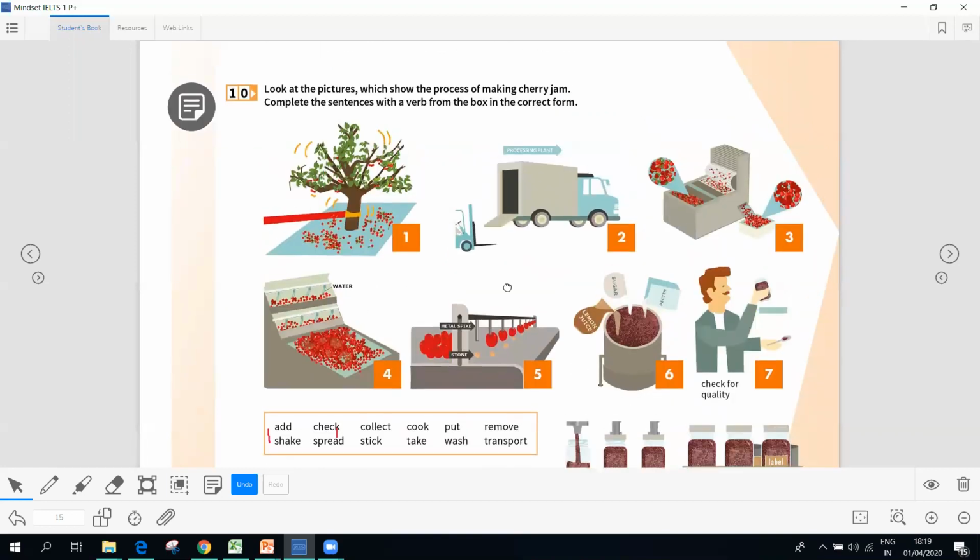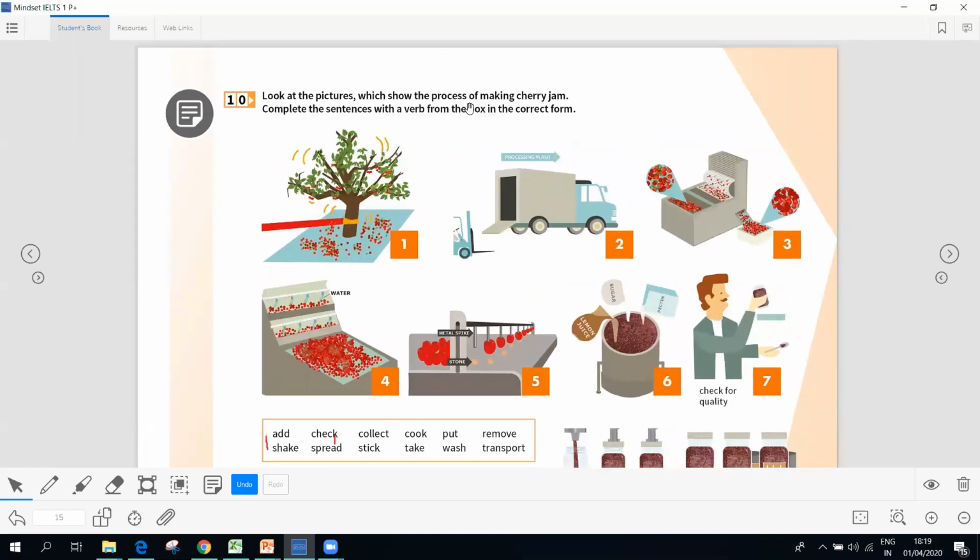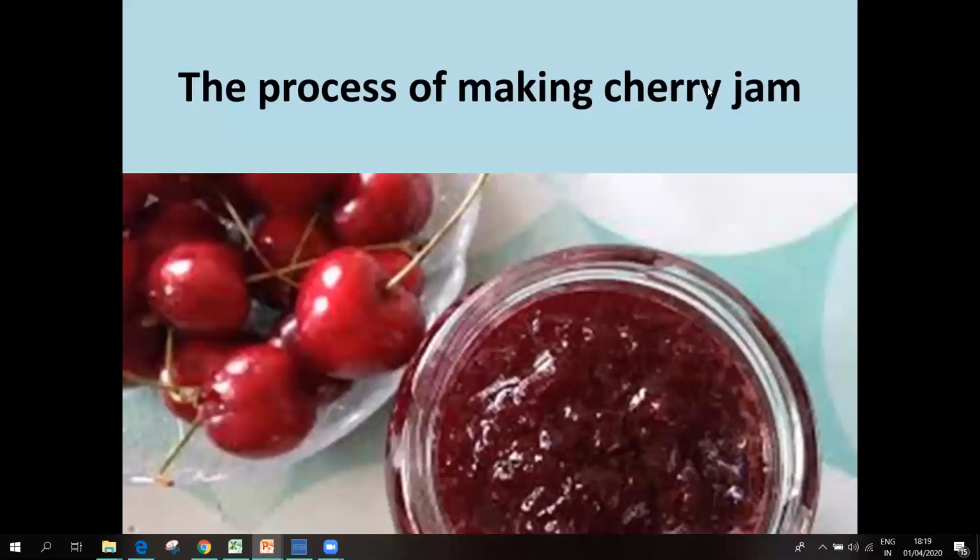Okay, let's go back to the task. So you're going to write about the process of making cherry jam. What's cherry jam? I'll show you a picture. Here's a picture of cherry jam. So your writing task is about the process of making cherry jam. Okay?